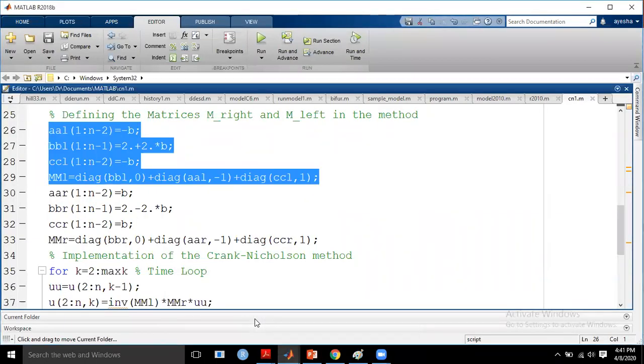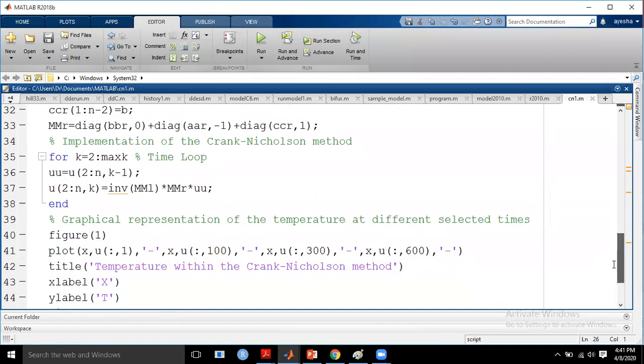Okay, now students, I'm going to write a loop, and because I know that the boundaries were given to me, I will start my index from 2 till maximum k. Okay, because one initial condition was given to me. K is the index for time, and the initial condition was given to me. So 1, and this is the final time.